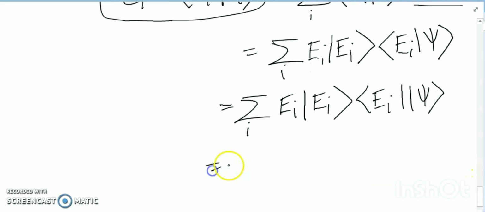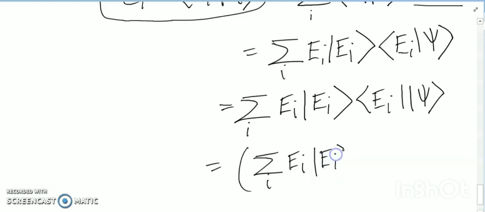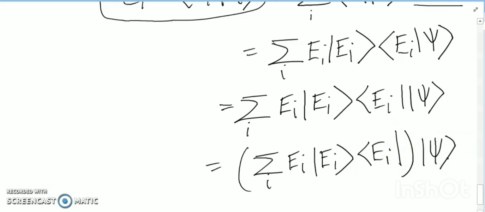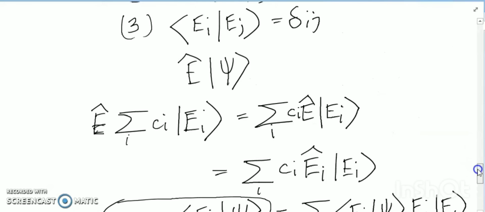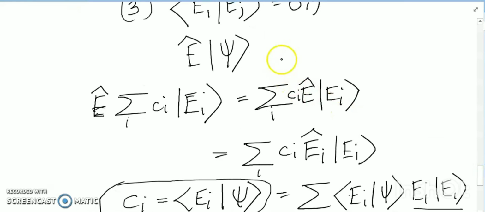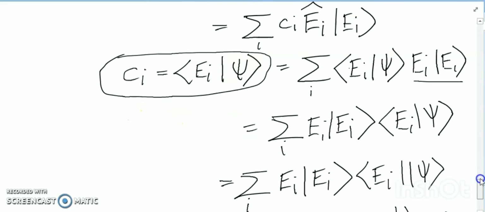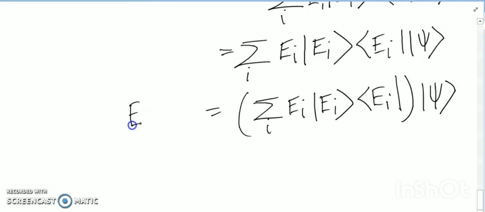Since psi is the same in every term of the sum, we can pull it out. So I can write this way: summation over i of ei ⟨ei| acting on ψ. Just pull it out. Okay, so E psi can be written this way. Psi is a combination of eigenstates, so ci ei. So this value can be written E cap psi.